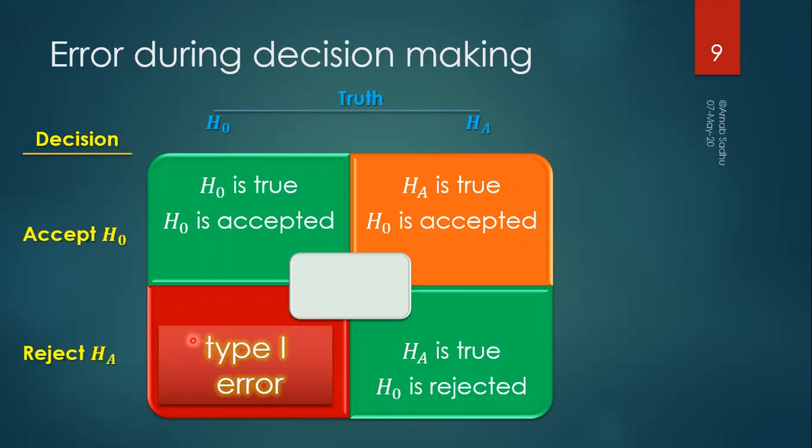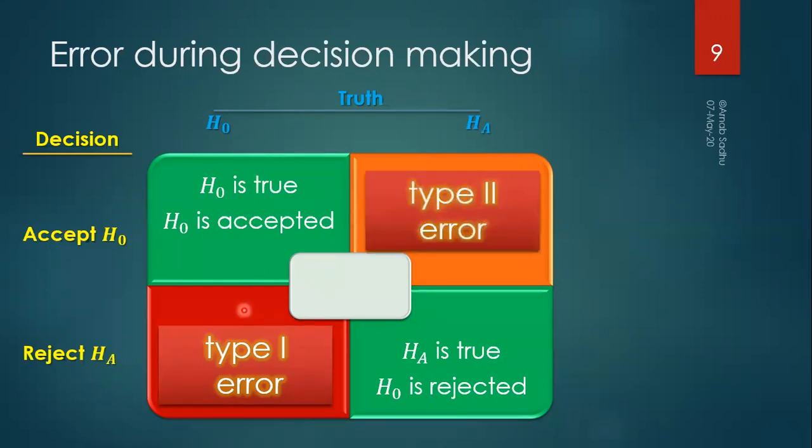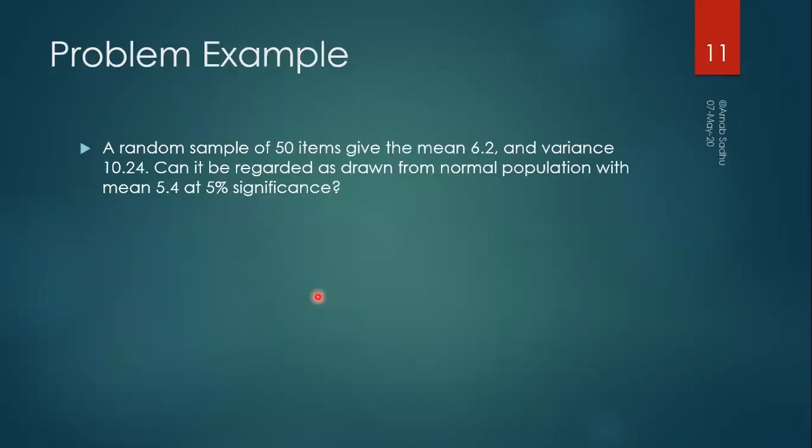Now the third box, where you reject the null hypothesis when the null hypothesis is true, is known as type 1 error, and the second box, where you accept the null hypothesis when the alternate hypothesis is true, is known as the type 2 error. Now here we will take a problem.